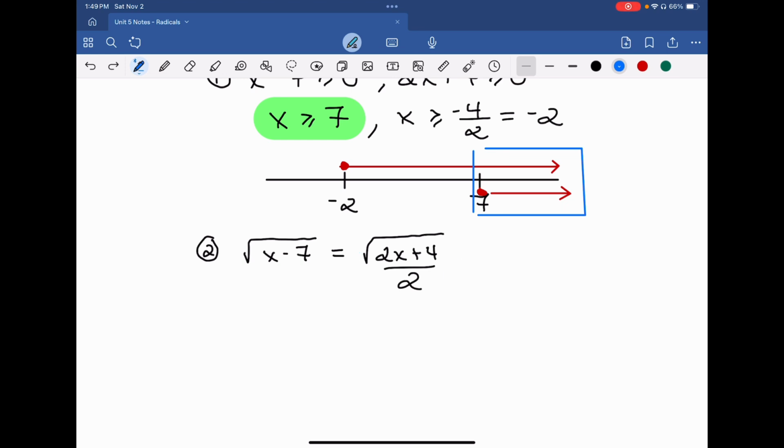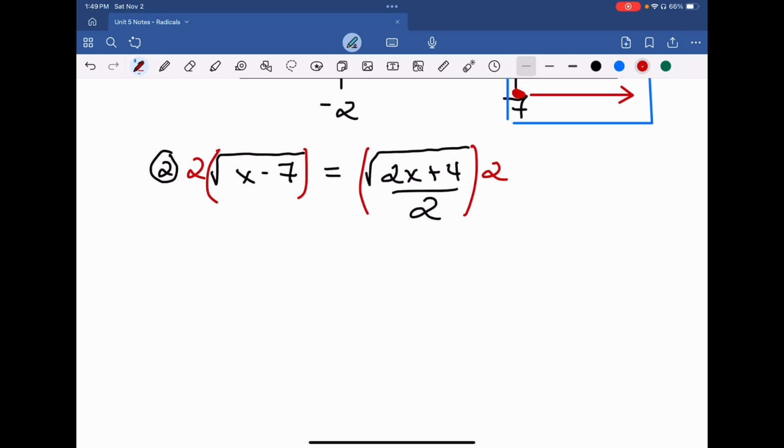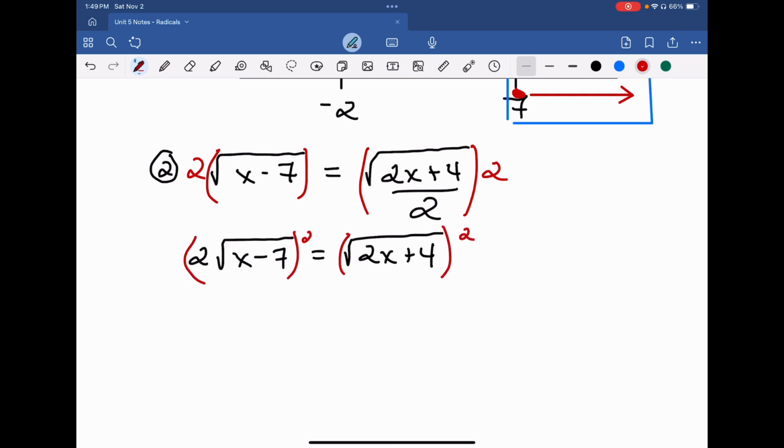And maybe I'll use red just for consistency in showing algebraic steps. I'm going to multiply by 2 because I don't really like that 2 in the denominator. Not that it matters much, but I think it's sometimes important to get rid of it. This is going to make it 2 radical x minus 7, which is equal to the radical of 2x plus 4. Now from here I can square both sides.